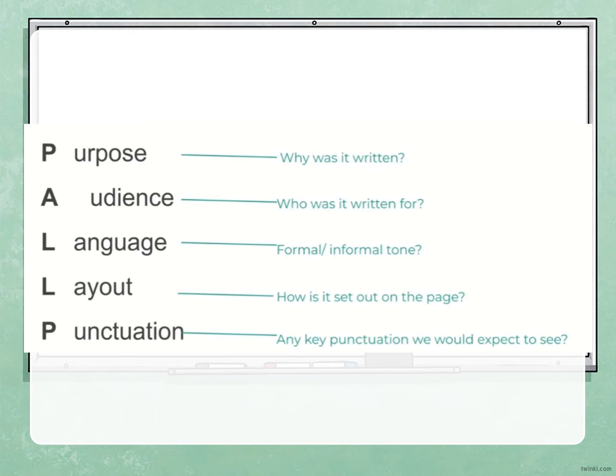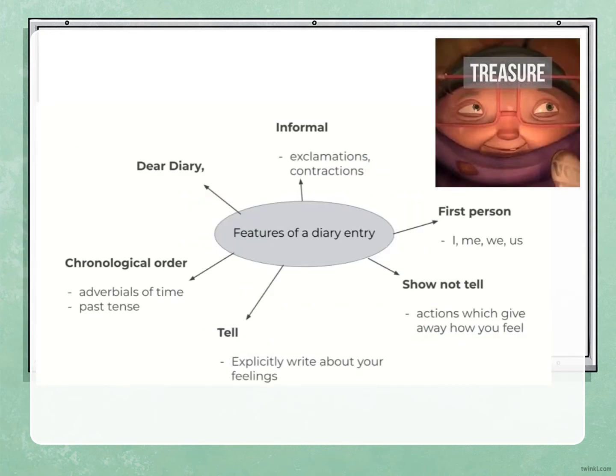Thinking about the language, it was informal language, so in use of contractions in there. The layout, written in paragraphs, and punctuation, those key bits of punctuation, of course, capital letters, full stops, lots of commas in there in between adjectives for our complex sentences and things that we looked at last week. So here we go, features of a diary entry.